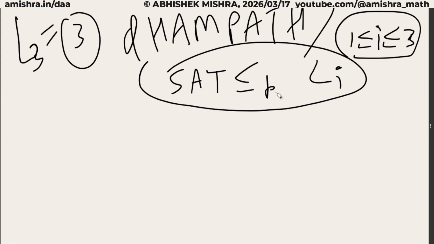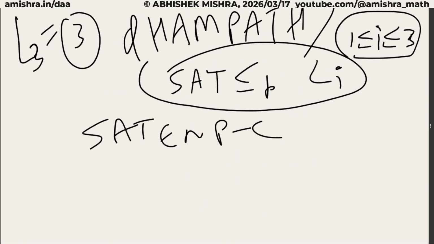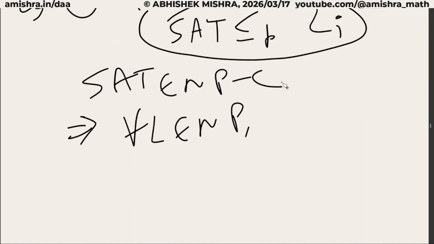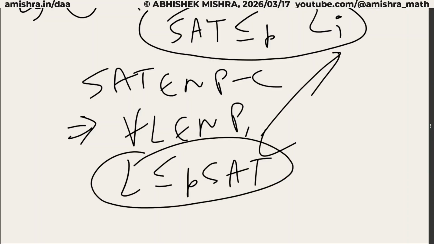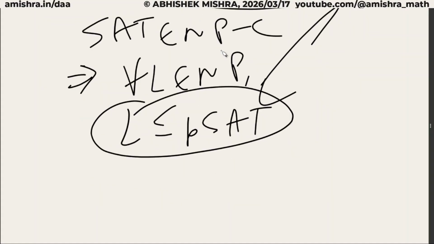We already know that SAT is NP-complete. So this implies that for all L in NP, L reduces in polynomial time to SAT. Now just combine these two. We know that polynomial time reductions are transitive. So combining this we get the result.